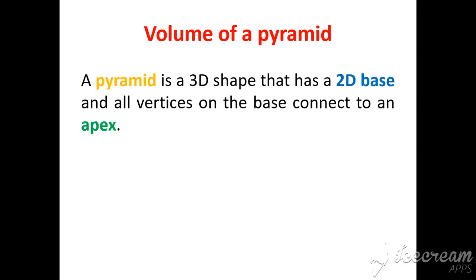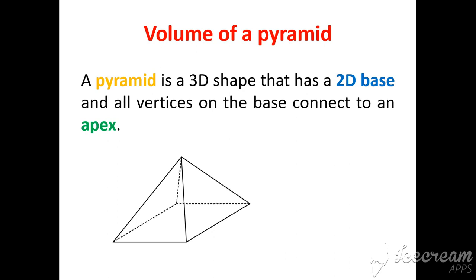Okay, a pyramid is a 3D shape that has a 2D base, and all vertices on the base connect up to a point called an apex. So here is our pyramid we're going to look at. We're just going to draw in the hidden lines that we often can't see. We have this base here, a two-dimensional base. We'll come back to that shortly. But all points meet up at the apex. So all these vertices on the base rise up and meet at a single point called the apex.